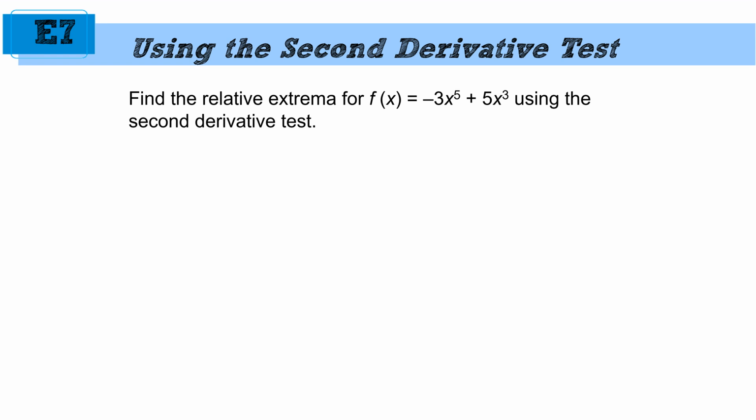Umbrella or a bowl? A bowl. Because if the second derivative is negative, it's concave up or down? Concave down. Is that an umbrella or a bowl? It's an umbrella. Concave down. Therefore, at 1, is it a max or a min? Max. Okay, good.